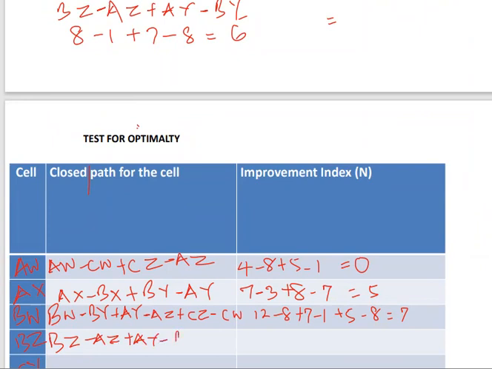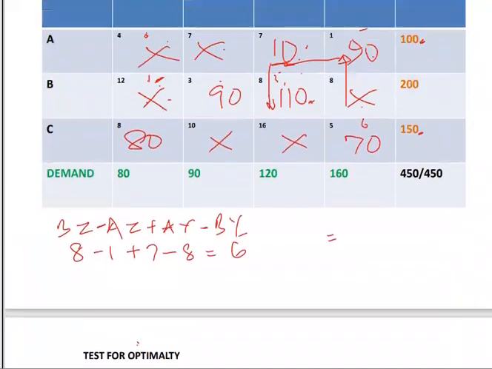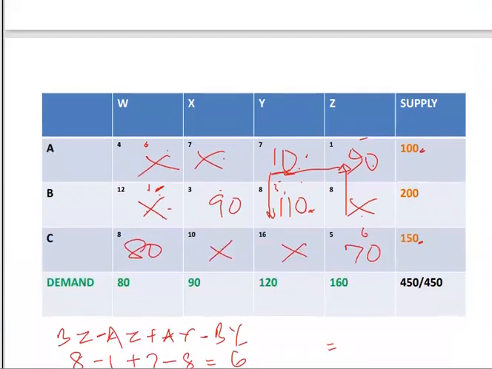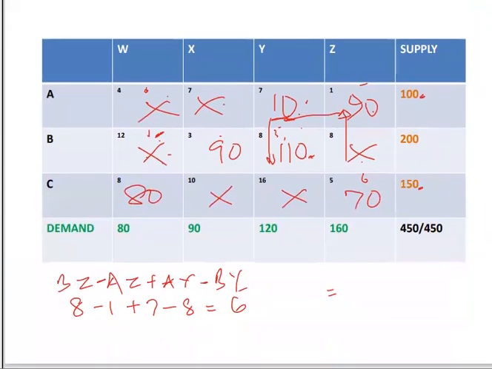Yes, I'm still with you. 8 minus 1 plus 7 minus 8 gives us positive 6. So we are left with CY. So let's look at parts CX before CY. So how do we move now? CY to AZ.